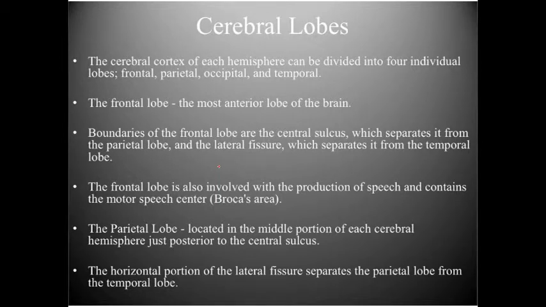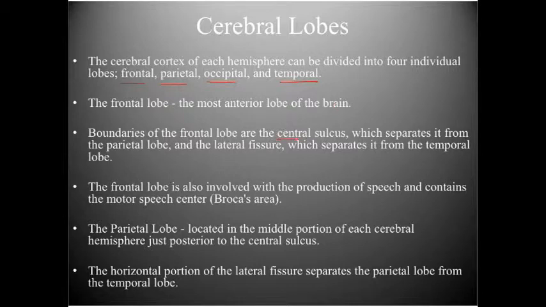So the cerebral lobes. The cerebral cortex of each hemisphere can be divided into 4 individual lobes. And so we know this: frontal, parietal, occipital, and temporal. The frontal lobe is the most anterior lobe of the brain. As the name implies, it's the front. Boundaries of the frontal lobe are the central sulcus, which separates it from the parietal lobe.